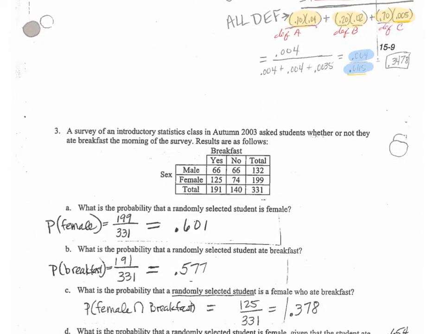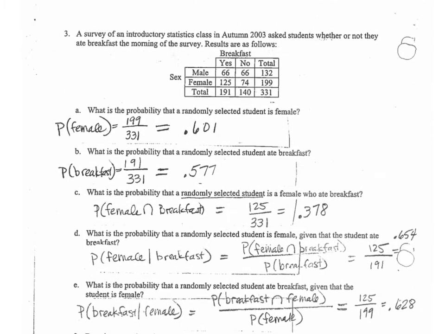All right, now on this back. What's the probability that a randomly selected student is female? Okay, so that's just out of everybody. What's the probability you're female? So that's the females out of the total. What's the probability that a randomly selected student, see, it's out of the total students, so out of the 331, what's the probability you eat breakfast? And that's the 191. Okay, now we get to some given that stuff.